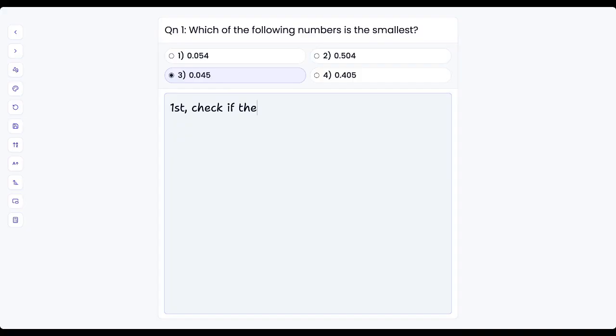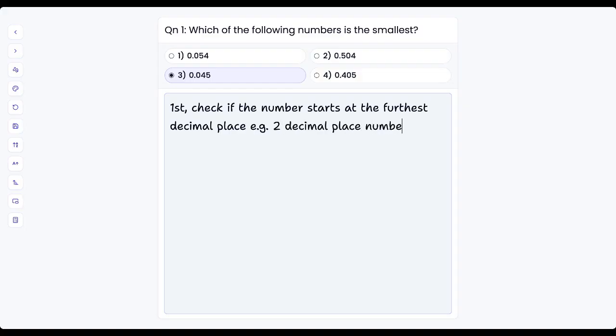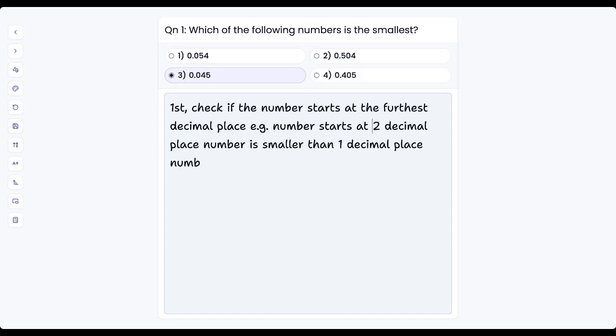So first check if the number starts at the furthest decimal place. For example, a 2 decimal place number is smaller than a 1 decimal place number. Okay, so a number that starts at 2 decimal places is smaller than a number that starts at 1 decimal place.